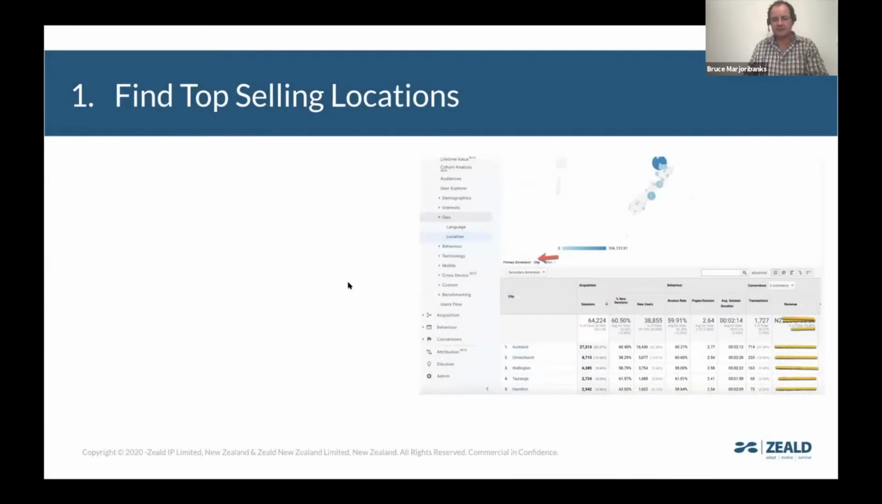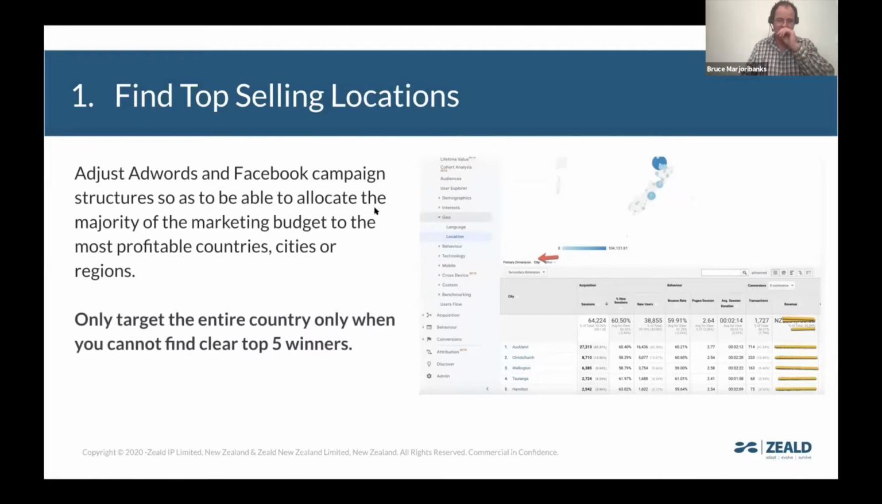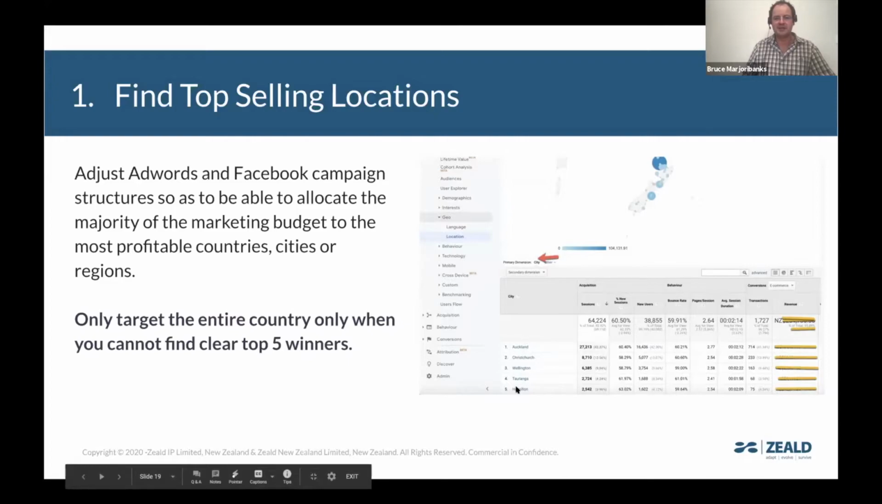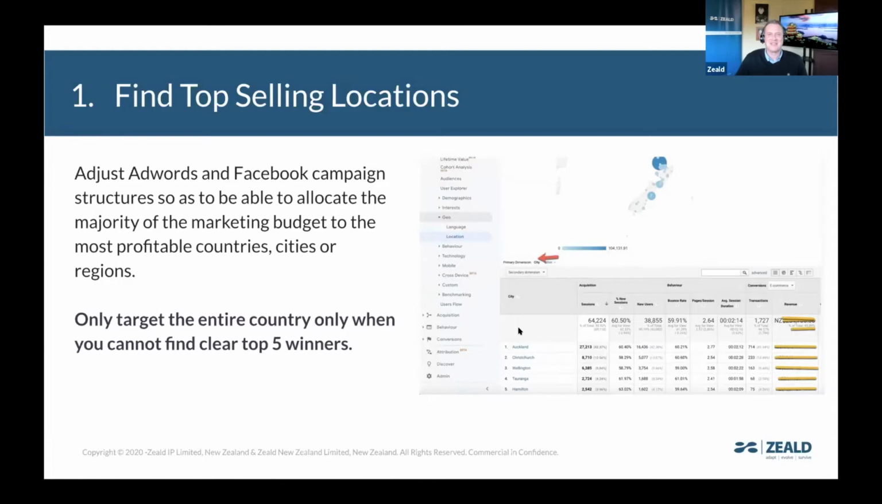Once we've got top selling locations, here's just what I was talking about before, drilling down and getting the top 5 winners. If it was New Zealand, you're probably going to get the same 5 all the time, but maybe not. But you can see here, if I was an e-commerce business selling a product and looking at my campaign structure, I might actually want campaigns that are divided up by these cities or regions, and I'll be maximizing my budgets.